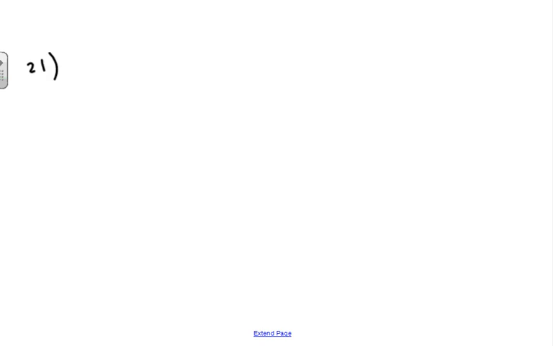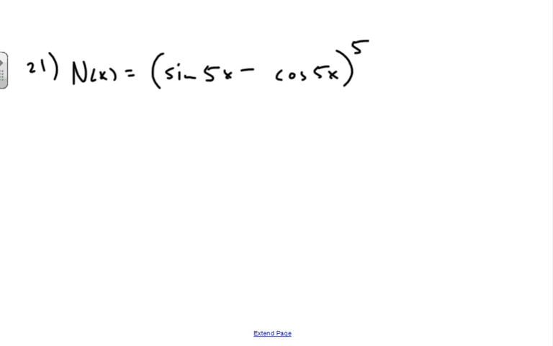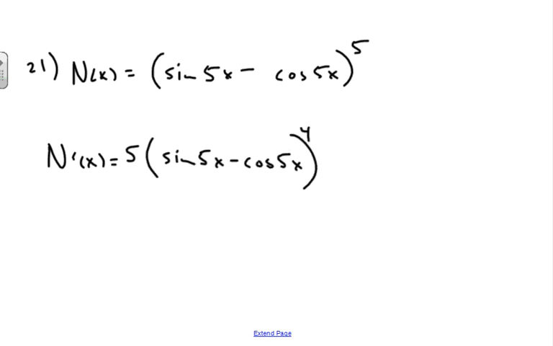In number 21, we have n of x equals sine of 5x minus cosine of 5x, to the fifth. All right, using the chain rule to find this derivative. Our outside function, hopefully you see, is u to the fifth, so it'd be 5 times u to the fourth. U is sine of 5x minus cosine of 5x. The u, whenever I say that, is the inside function, times now the derivative of the inside.